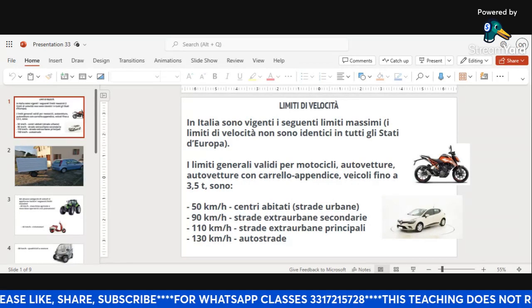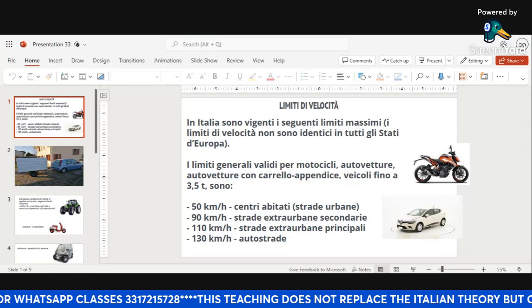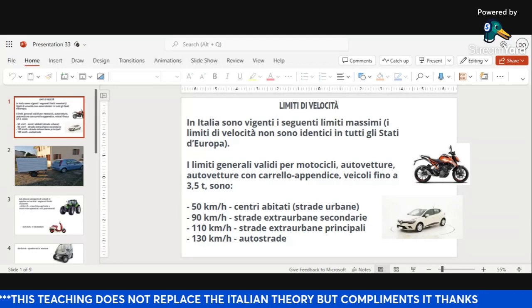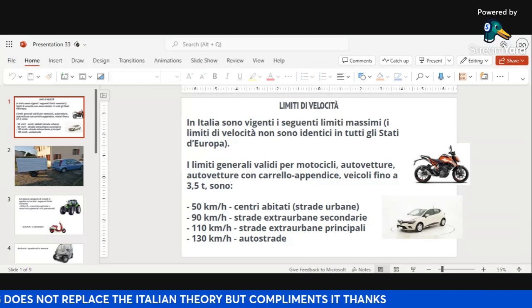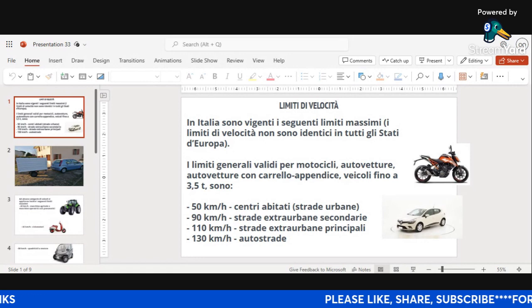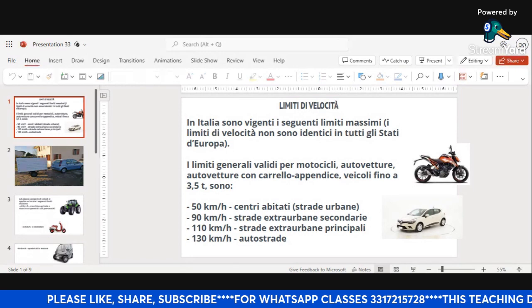Attention, we'll get to a point where I will tell you if you can go more than that, based on some reasons, not because it is the general. The general speed limit for the city is 50, 50 inside of the city. For secondary roads, strada urbana secondaria, the maximum speed limit is 90 kilometers per hour.